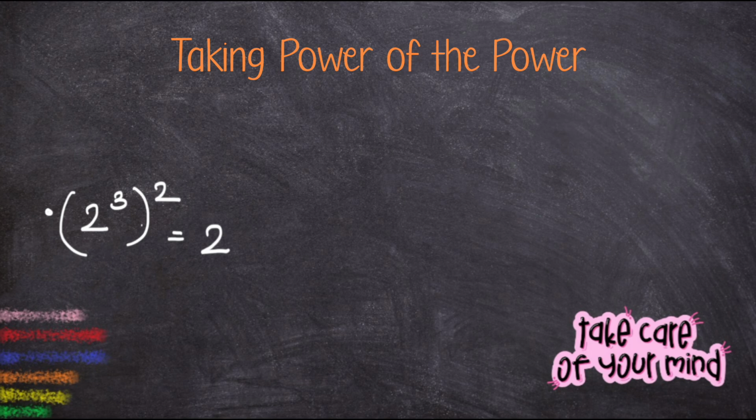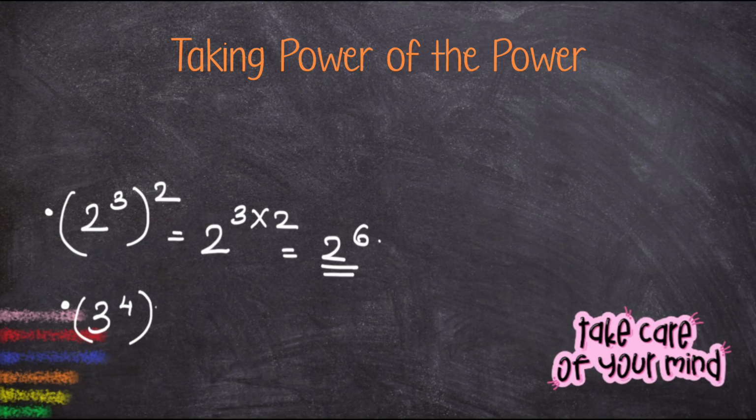It is 2 raised to 3 the whole raised to 2. So it will be 2 raised to 3 into 2. When you do that, you will get the answer as 2 raised to the power 6. One more question I'll take to understand. 3 raised to 4 the whole raised to the power 5. So it will be 3 raised to 4 into 5, which gives you 3 raised to the power 20.